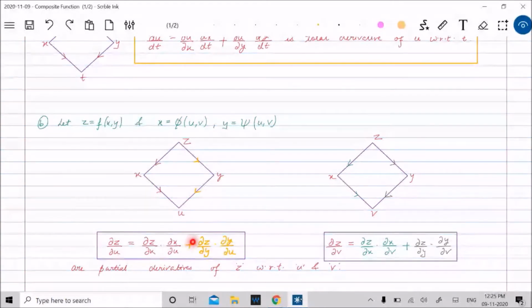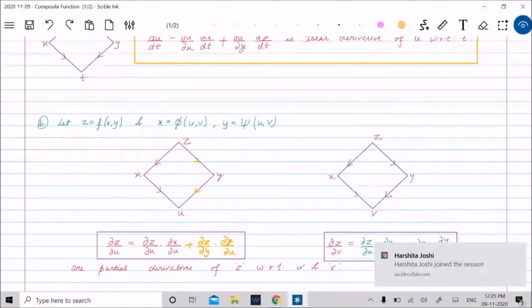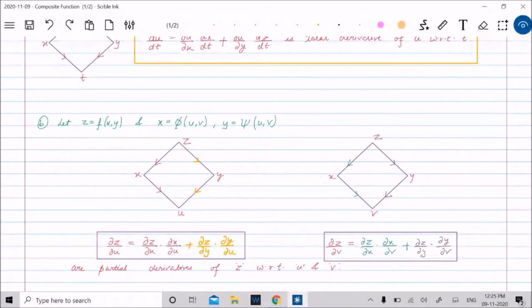That's why you can use plus between them, because you have two ways to actually reach u from z, either through x or through y. Right? Now see the first path. Please pay attention, this is very important. When you go through this edge like this, you are reaching x from z. Just write it del z by del x, right?